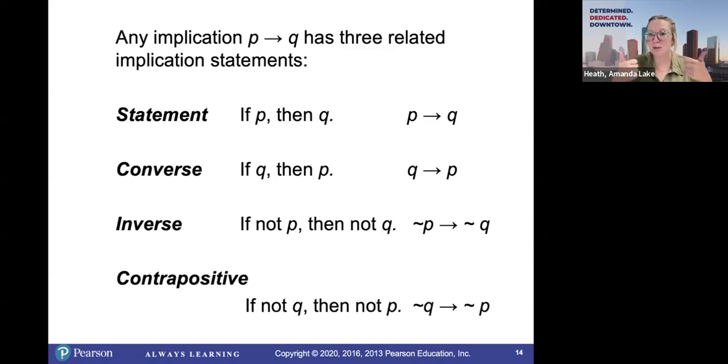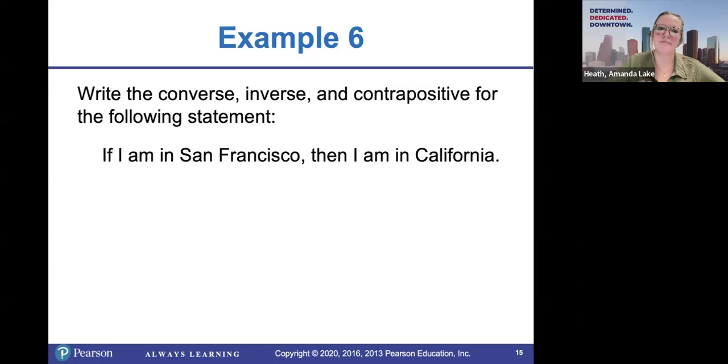And then finally, contrapositive, like converse, I'm going to switch my order, and then like the inverse, I'm going to change the truth value of both. So I'm going to change the order and the truth value. So the contrapositive of if P, then Q is if not Q, then not P.